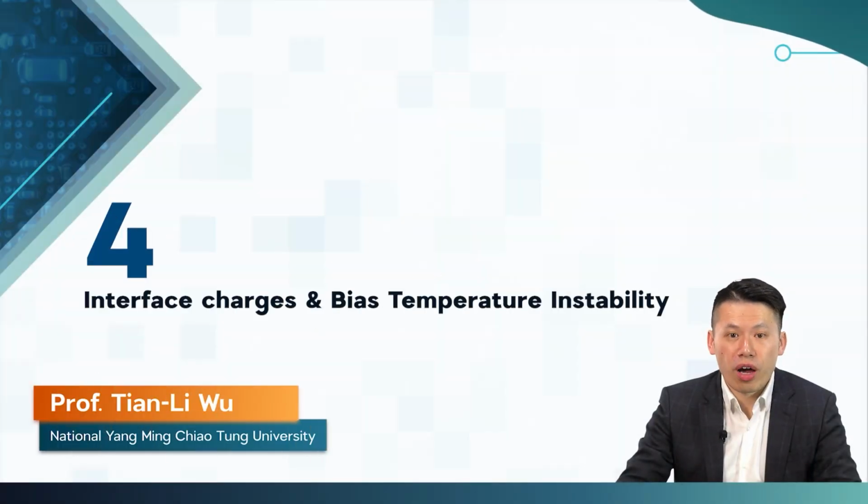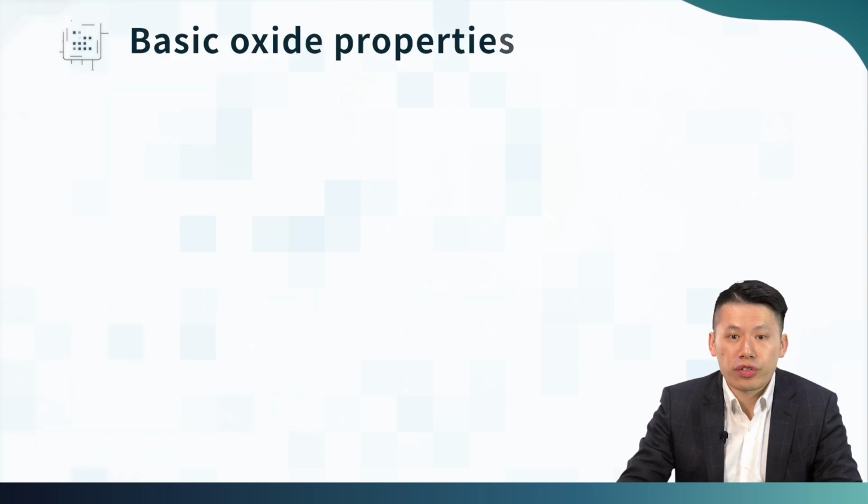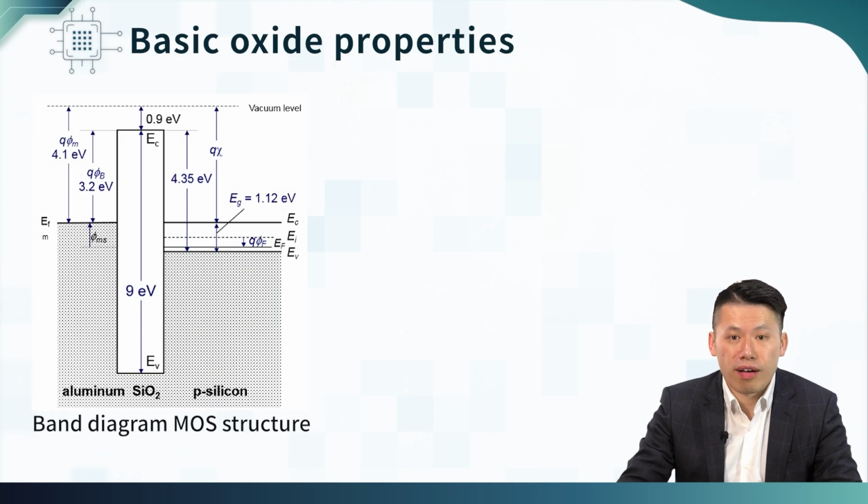Okay, in this part, we will talk about the interface charge and bias temperature instability. Interface charge and bias temperature instability are also very important reliability challenges in silicon-based devices. Recently, not only silicon, but also advanced CMOS, wide bandgap semiconductors, and emergent memory are all suffering the similar issues. So first, we need to understand the basic oxide property.